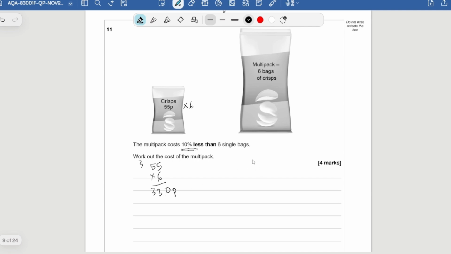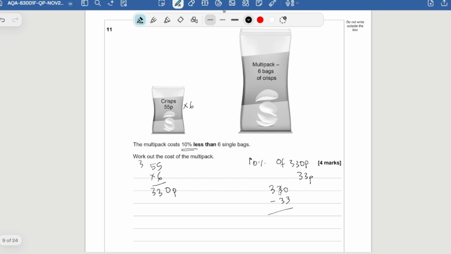So how much will that be? 10% of 330 is 33p. So you need to take away 33p from 330 to get the cost of this multi-pack.